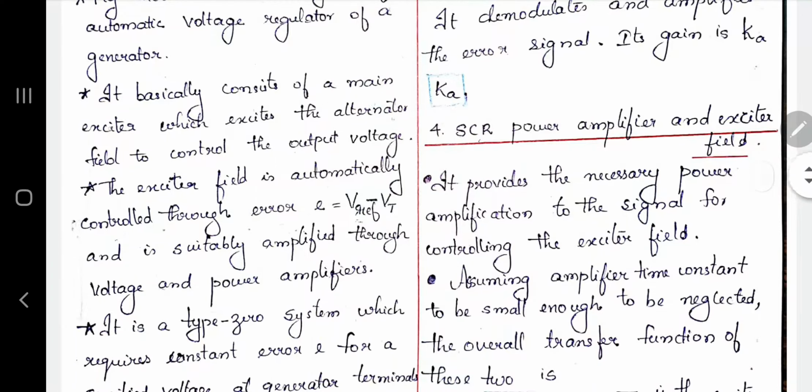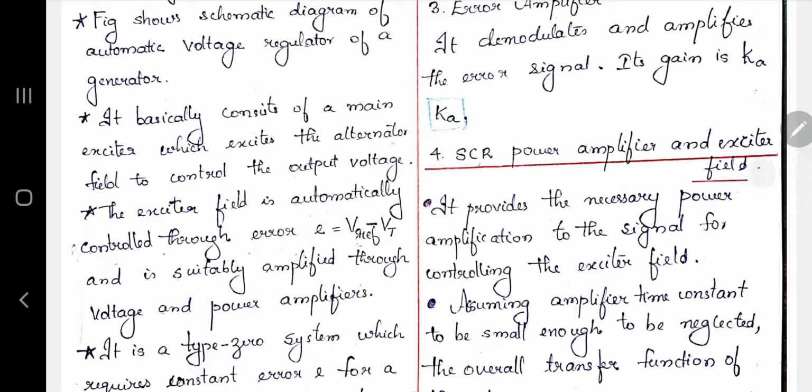It basically consists of a main exciter which excites the alternator field to control the output voltage. Now, this exciter field is automatically controlled through an error signal, and the error E is equal to V reference minus Vt. It is properly amplified with the help of different amplifiers that we will be studying further.